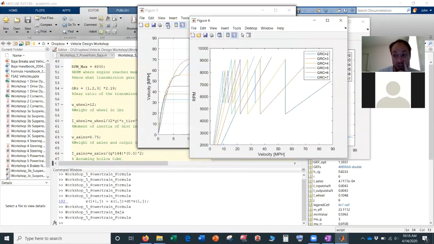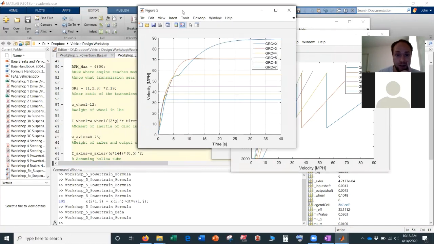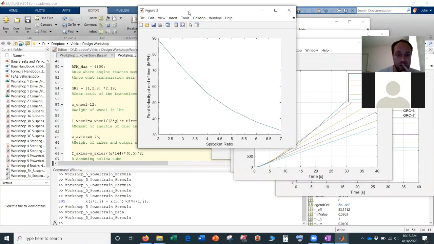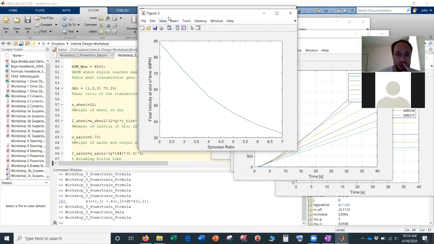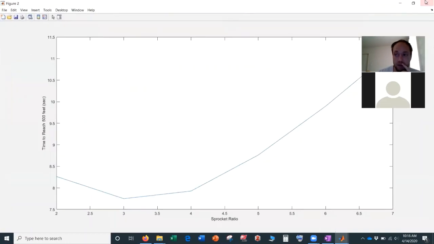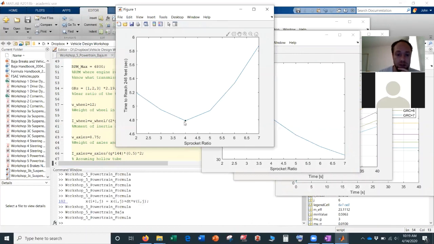So each one of these is a different car, keep in mind, right? So that's what we're looking at. We have basically the different cars. And you can see we're able to reach kind of our top speed based on our power limited one. Figure 1. So we see we're around 4.78 seconds, right? For these ones at a sprocket ratio of 4.